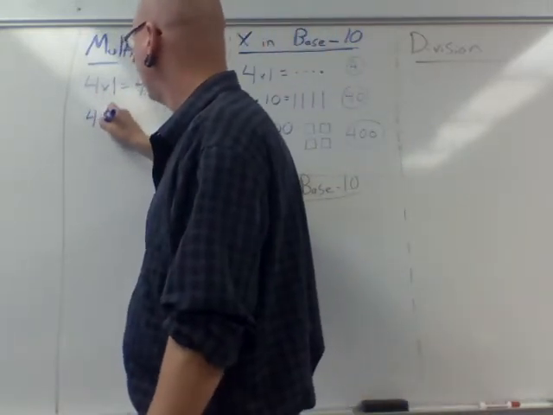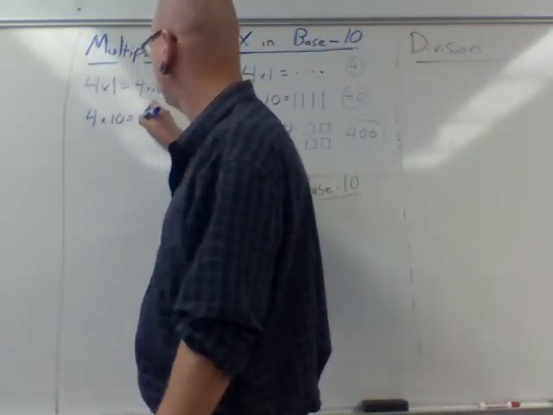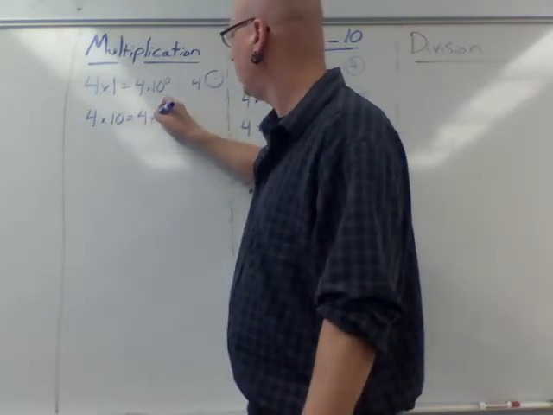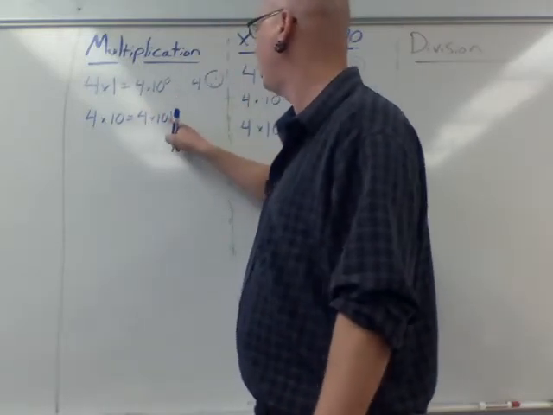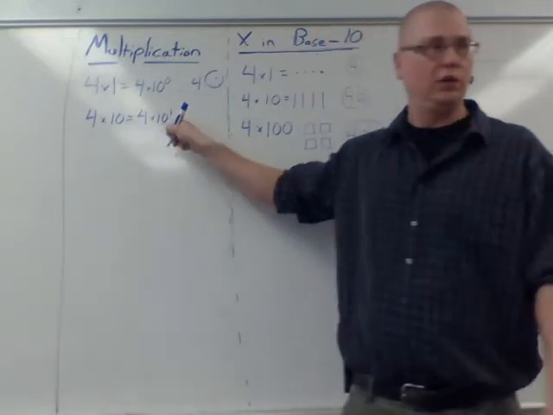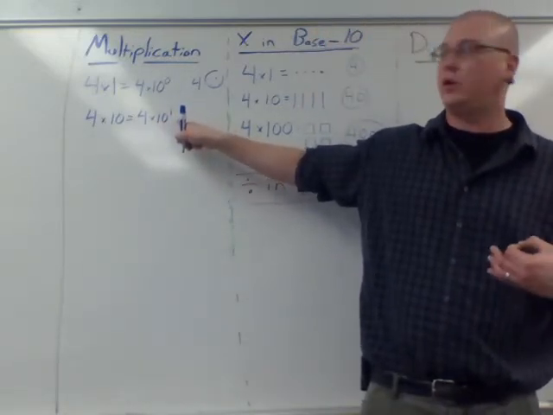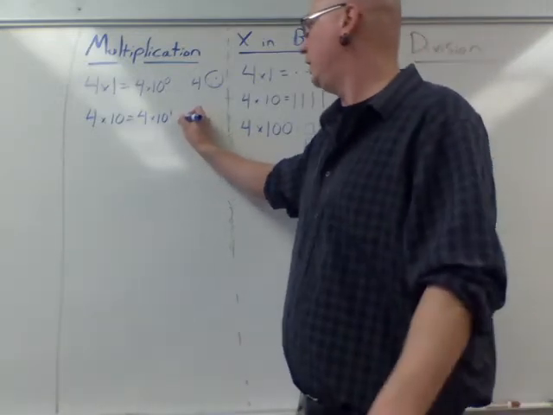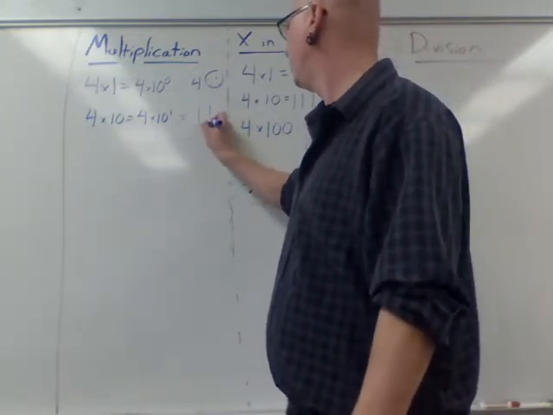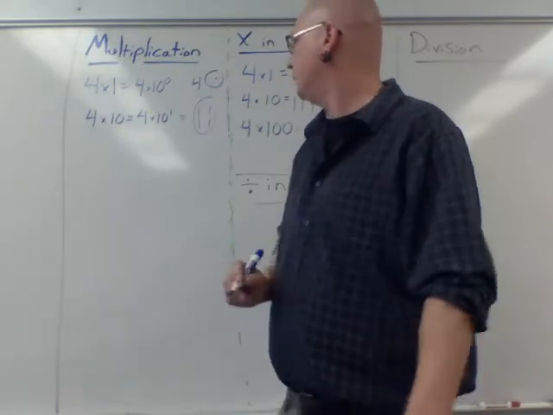That means 4 times 10, or 4 times 10 to the first power. This exponent number, when we're talking powers of 10, just represents how many place values we're going to hold. Equals 4 groups of 10.